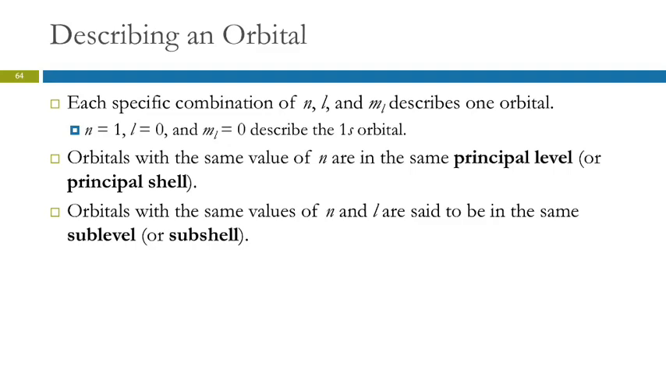If we're looking at different orbitals that have the same value of n, those are said to be in the same principal level or in the same principal shell. And orbitals with the same values of n and l are said to be in the same sublevel. So there's levels and there's sublevels.